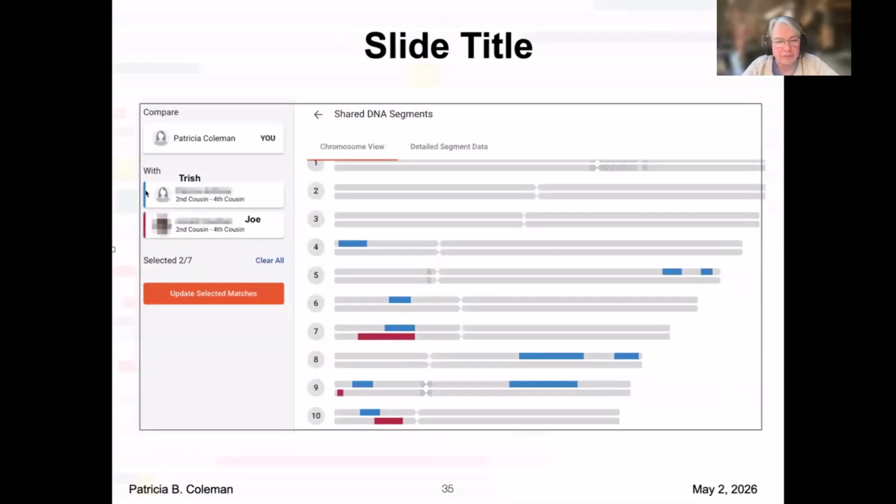So we had Trish here before, and the color beside the person's name is the color you see on the chromosome map. So Trish is blue and Joe is red. And you can see that there are 3 segments that Joe has, 7, 9, and 10. And now when I go to get the detail segment data and download the data, that list is going to have all of Trish's data first and then Joe's.